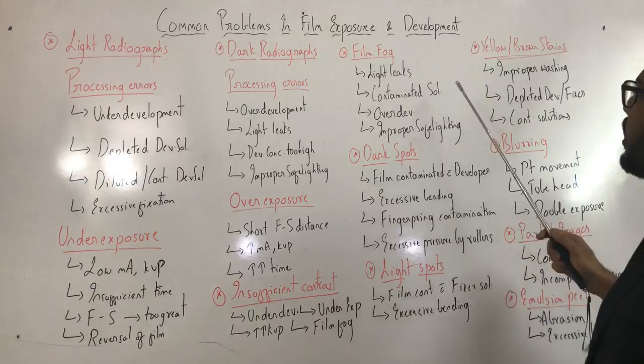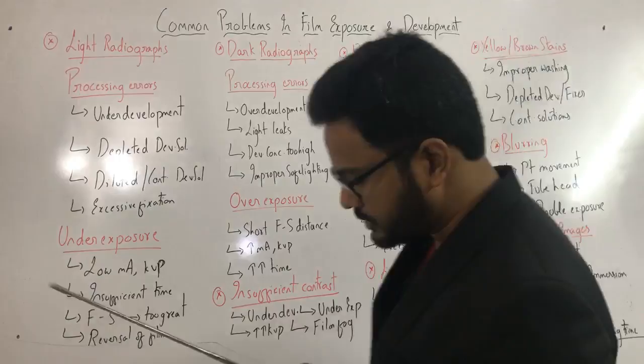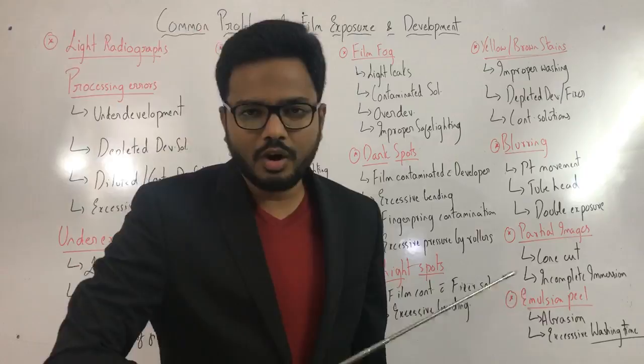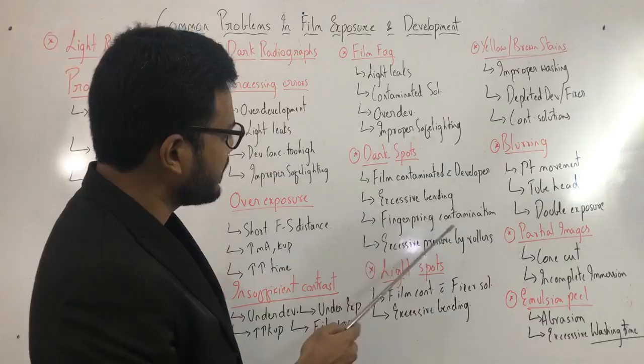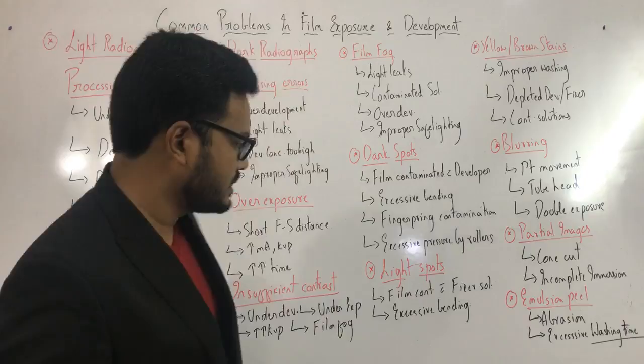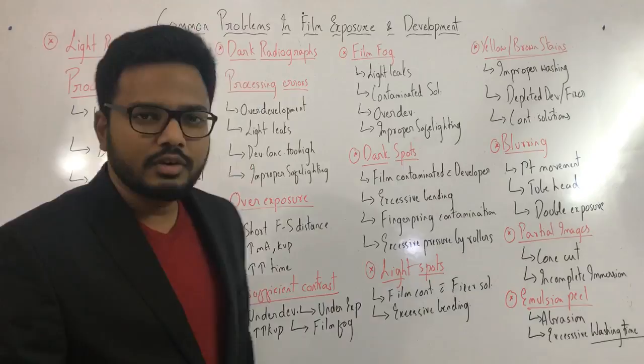And then you have your dark spots. So dark spots can be because of your film being in contact with your tank in your fixer solution, film contaminated with developer, excessive bending, fingerprint contamination, excessive pressure by rollers or contaminated rollers. Light spots, when your film is in contact with your tank in developer solution, so that area is not developed, hence it remains light.